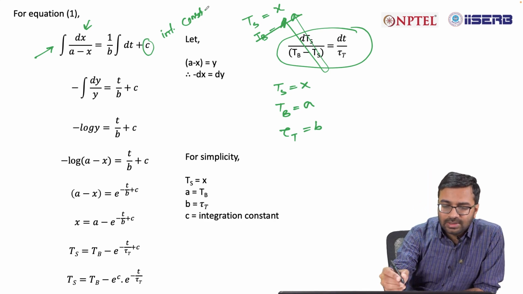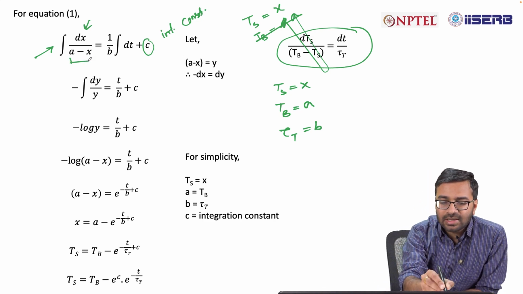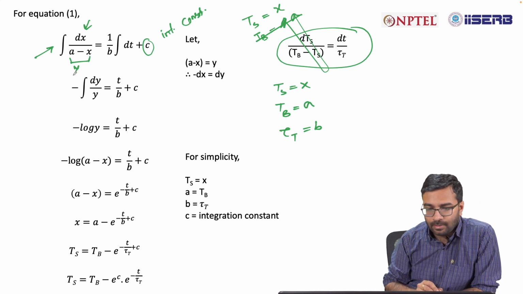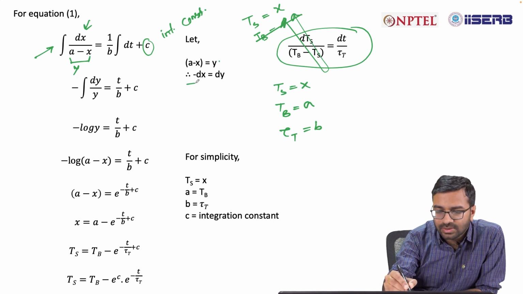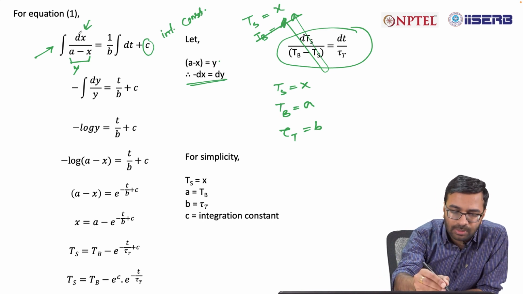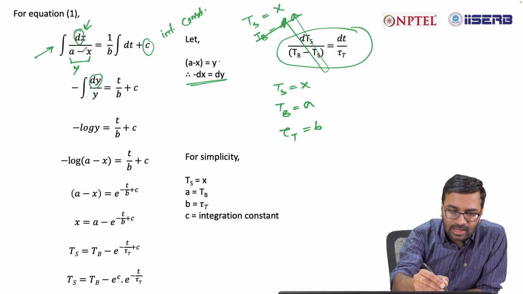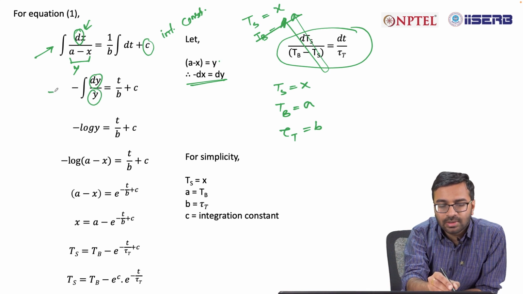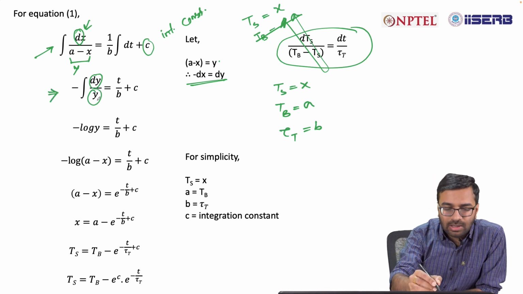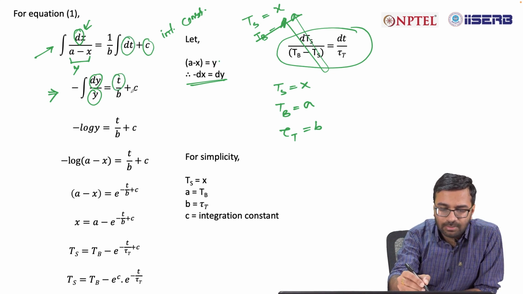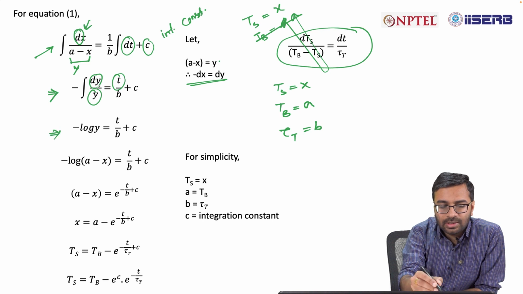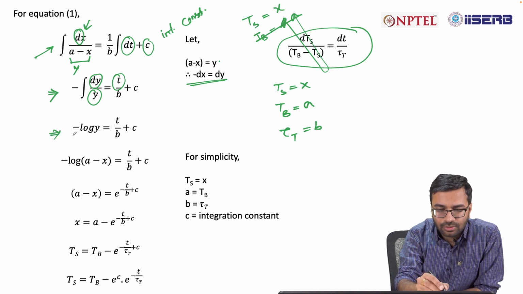Now, let us consider a minus x is equal to y. In that case, your equation will become, if a minus x is equal to y, then minus dx is equal to dy. Replace dx with minus dy and a minus x with y, then your equation is minus dy by y is equal to integration of dt, which is t by b plus c. Integration of dy by y is nothing but log y. So, it is minus log y is equal to t by b plus c.